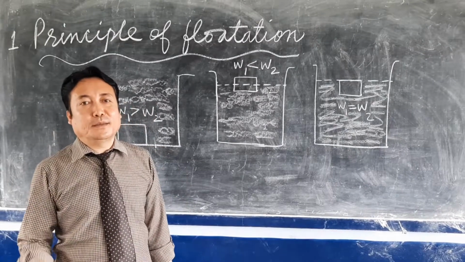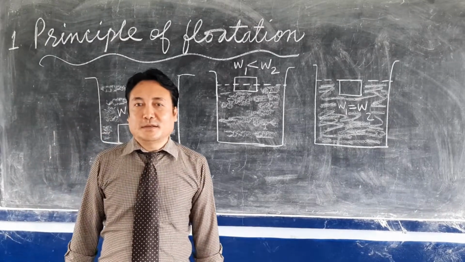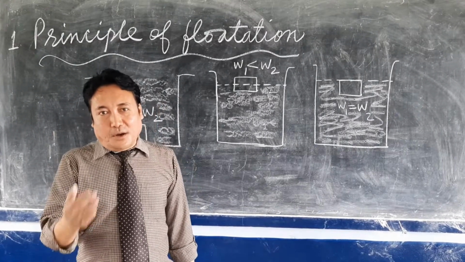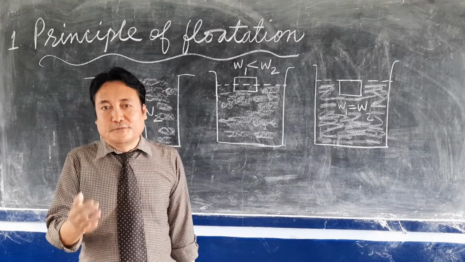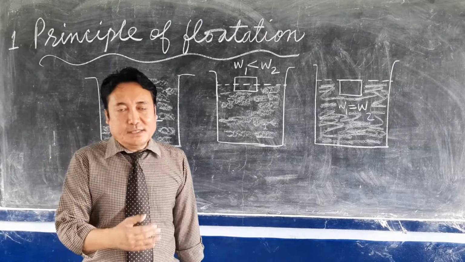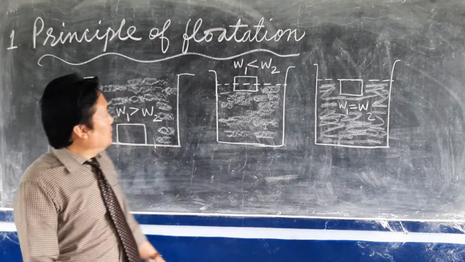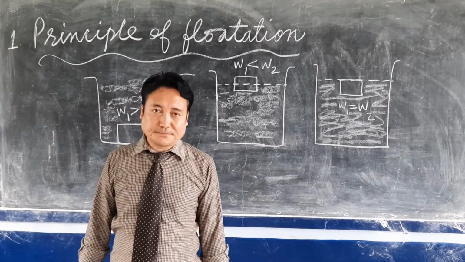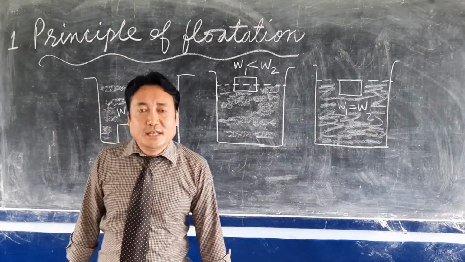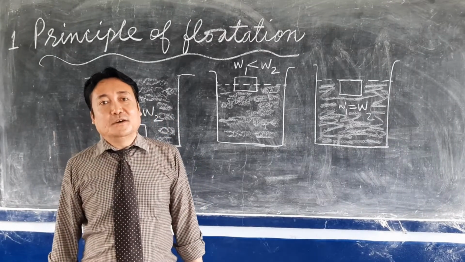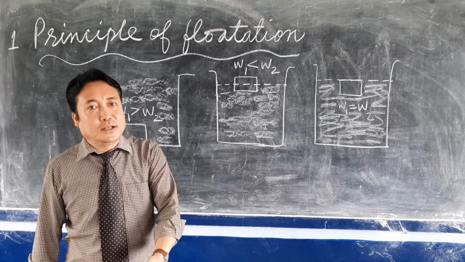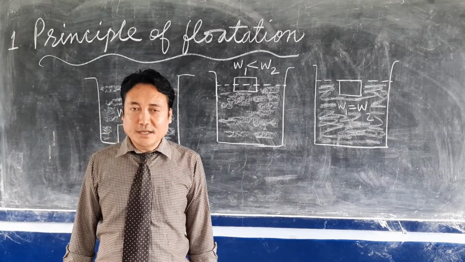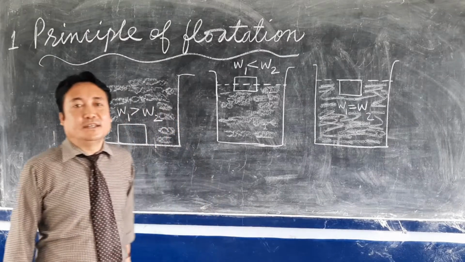Now you know, when a body is immersed in a liquid, it either sinks or floats. When the body floats, what makes it float? There is a principle, which we call the principle of flotation. This principle states that when a body floats in a liquid, the weight of the floating body is equal to the weight of the liquid displaced by it.